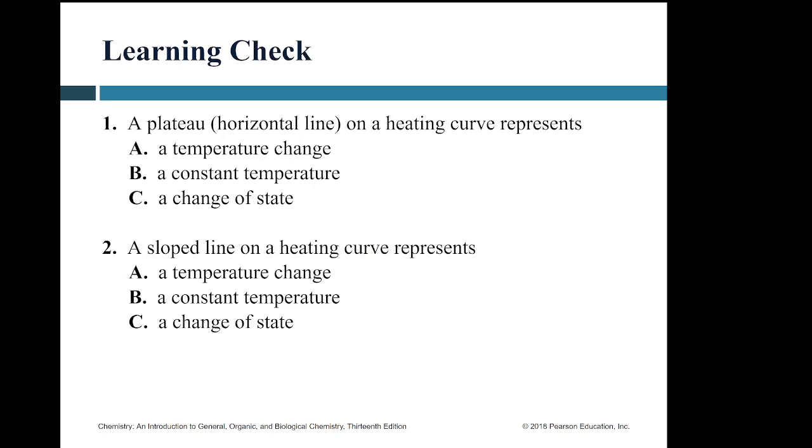Okay. Now, a plateau, a horizontal line on a heating curve, represents what? Temperature change? Constant temperature, that's exactly right. And what else? Change of state. Yep, change of state, or boiling or melting. Yep, that was exactly right. A sloped line on a heating curve represents what? A temperature change. These other ones? Nah, those are wrong. Okay, fantastic.